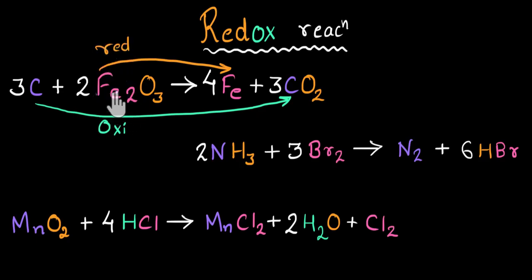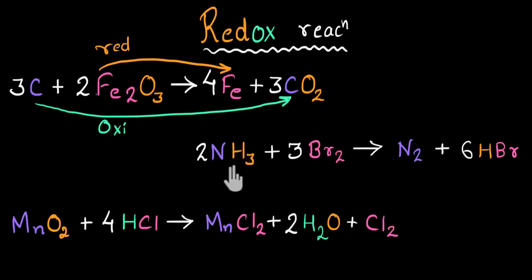So iron is going under reduction reaction. And since both oxidation and reduction are happening in the same reaction, this is also an example of redox reaction. Now let's look at another one. Here I have NH3, this is called ammonia, and this is reacting with bromine to give me nitrogen plus HBr.